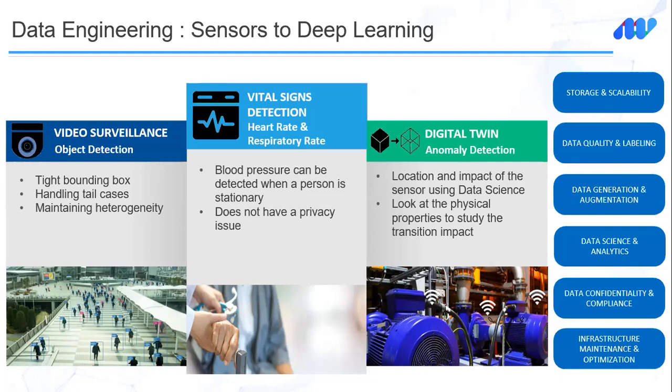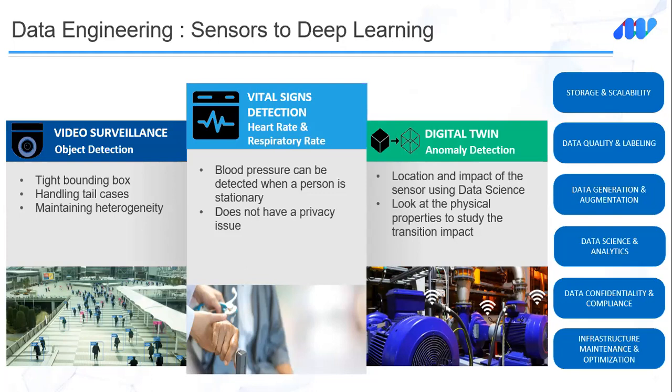Interesting, Raj. What about in the vital sign detection case for detecting heart rate and respiratory rate without a wearable? What are some of the problems that need to be overcome? In the vital sign detection use case, important considerations are: can the vitals be detected when the object is moving? Can we ensure the privacy of the subject?